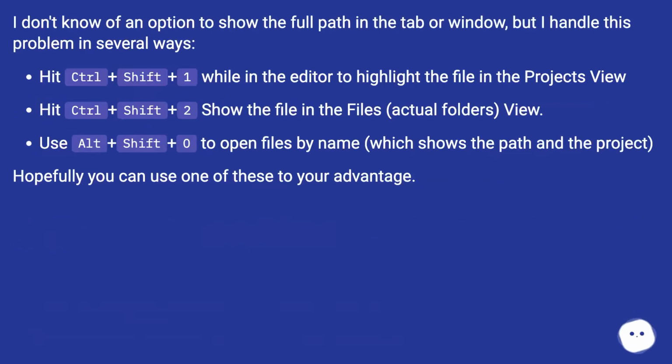I don't know of an option to show the full path in the tab or window, but I handle this problem in several ways. Hit Ctrl+Shift+1 while in the editor to highlight the file in the project's view. Hit Ctrl+Shift+2 to show the file in the files, actual folders, view. Use Alt+Shift+O to open files by name, which shows the path and the project. Hopefully you can use one of these to your advantage.